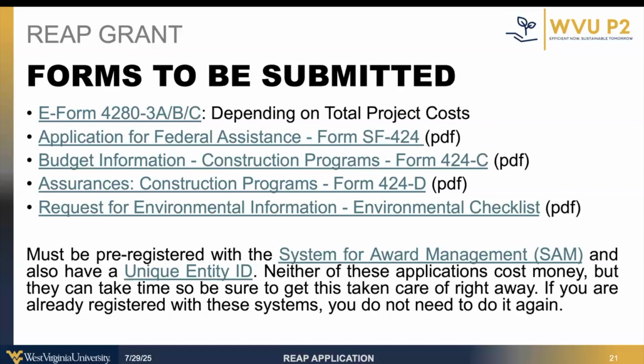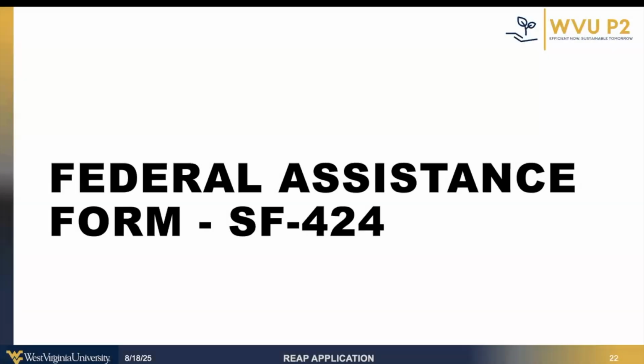In the next video, we'll walk you through the specific forms and supporting documents depending on your project size. In this section, I will go over how to complete Form SF424 for a REAP application of $200,000 and greater. This example is for a high-efficiency furnace upgrade project.